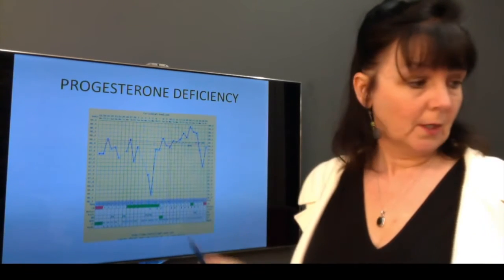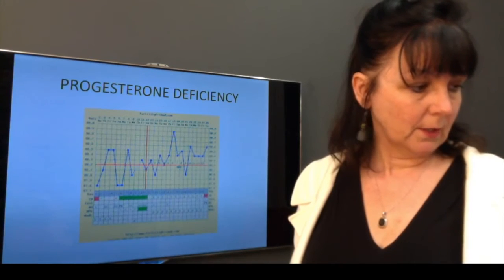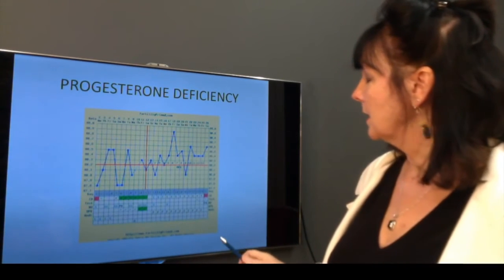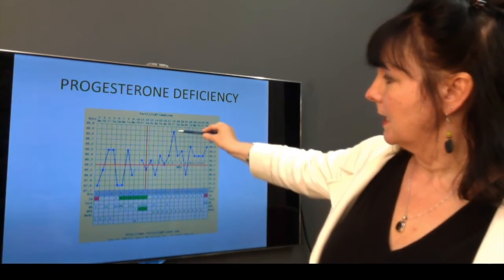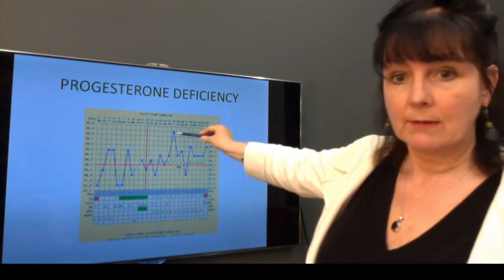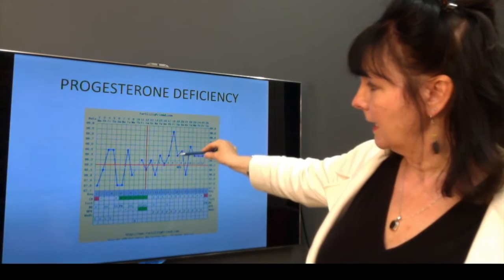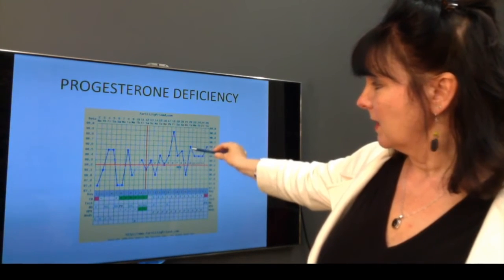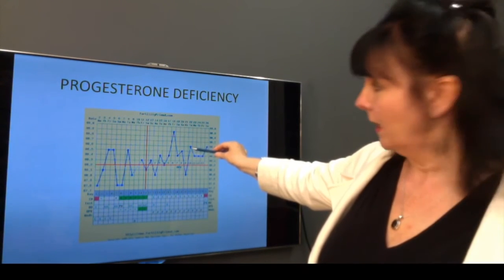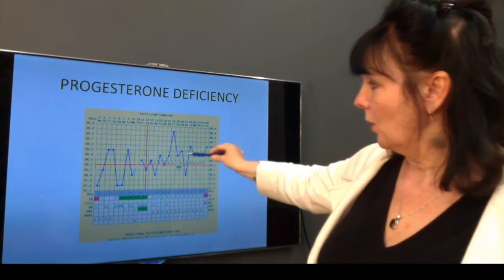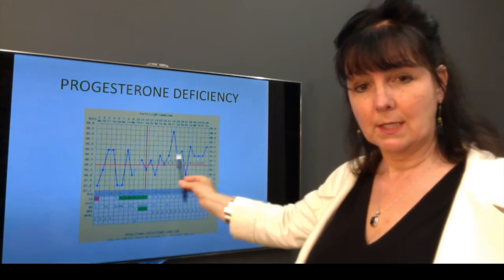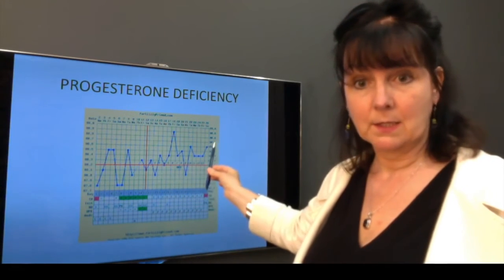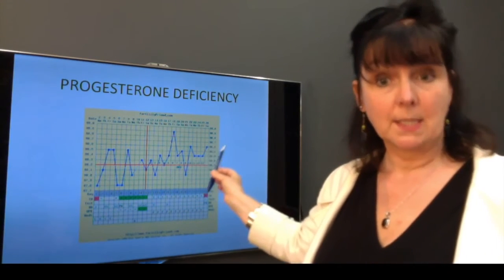Okay, so let's just have a look at another chart. Progesterone deficiency. What you can see here is the temperature peaks at around day 6, and then again it's dropping down. It goes up slightly on day 10 post-ovulation, but really not sufficient to sustain a pregnancy. So you can see that this is a very inconsistent chart and would be indicative of progesterone deficiency.